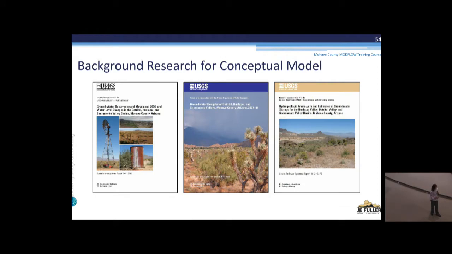These are the primary background studies that were done by USGS in preparation for building a model here. So I'll refer to different parts of each one of these reports a little bit in my presentation. And the USGS relied heavily on what was found in these studies for constructing its current model.